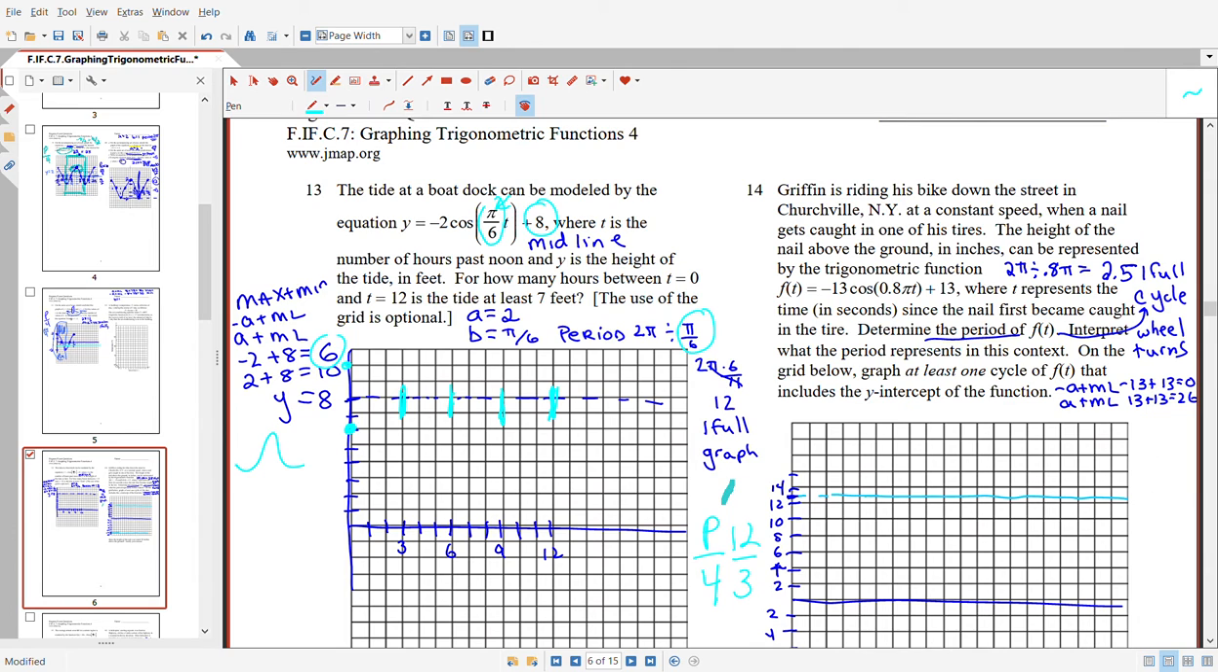That's where you have one full graph, and it looks like it's upside down because there's a negative in front here. So I'm going to start there, go to the midline, go to the max, go to the midline, and go to the min, and here is my graph. And they want to know, when is the tide at least 7 feet? So let's see, this is 7 right here, y equals 7. So it's anything right here.